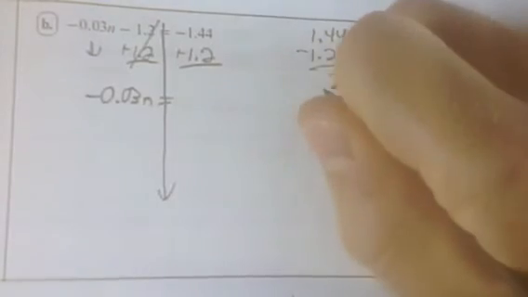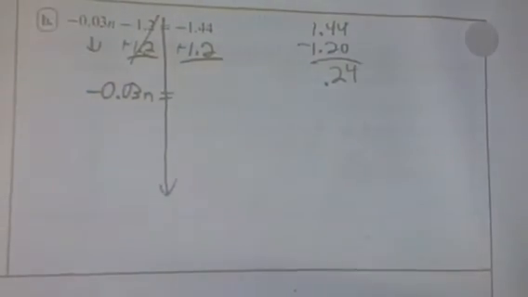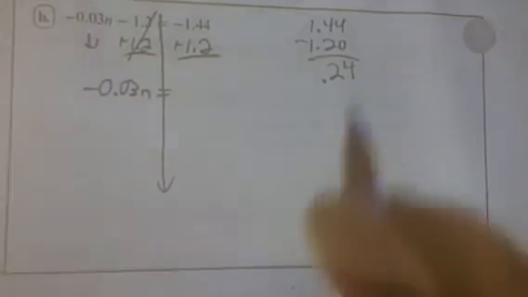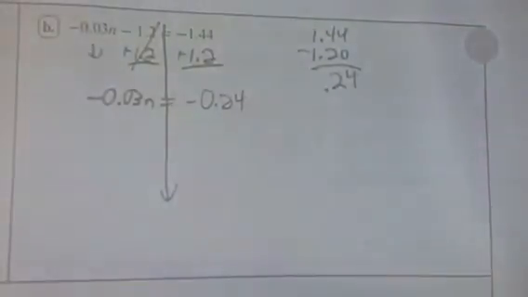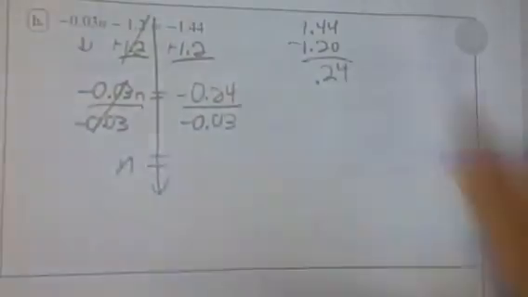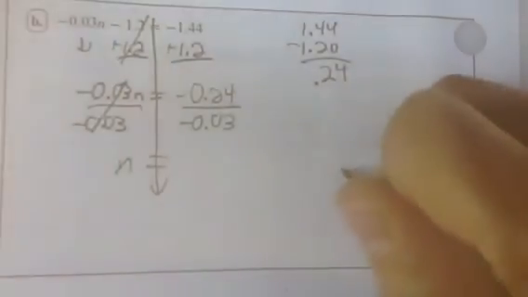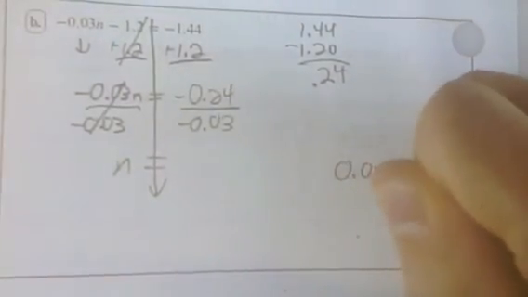Which gives me 4, 2. 1 minus 1, 0. Same signs add and keep, different signs subtract. I want to take the sign of the higher number. 1.44 is larger than 1.2, so that's 0.24. Now I divide each side by negative 0.03. Those cancel. That gives me n is equal to, I got a negative divided by a negative. I know my answer is going to be a positive, but let's divide this out.